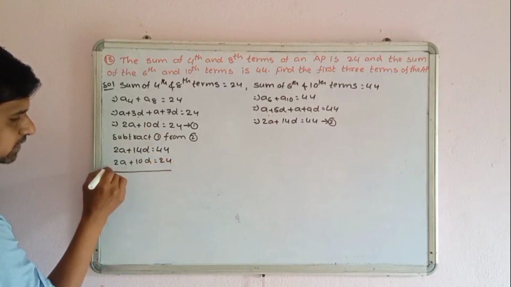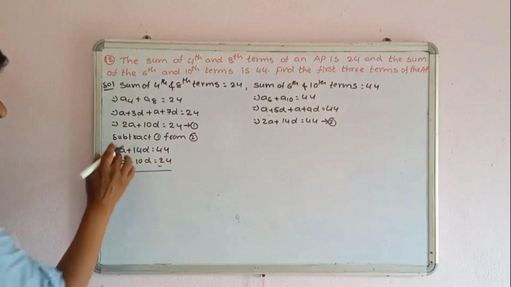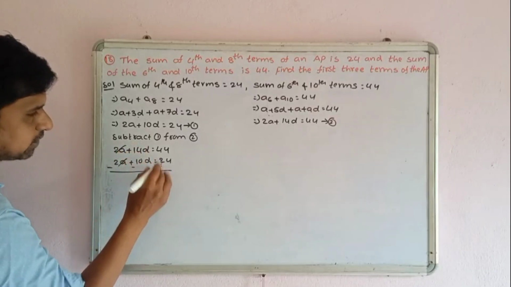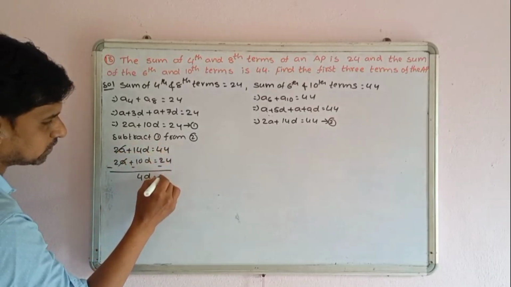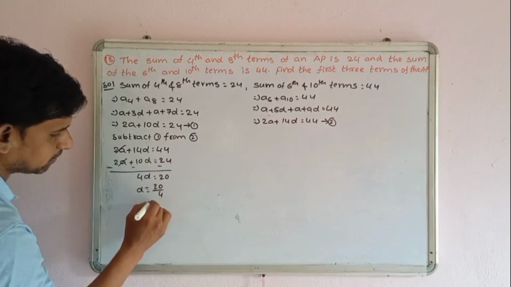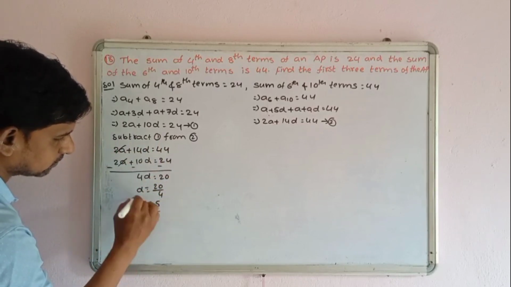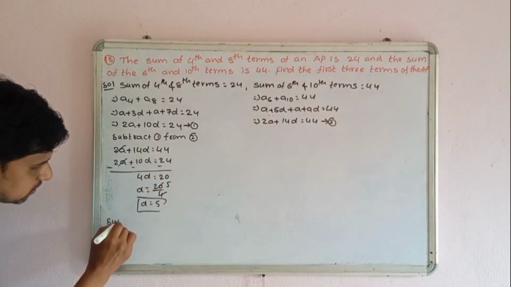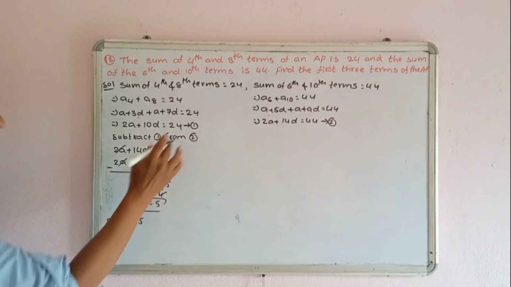Subtract means change the signs. So 2a and 2a cancel. 14d minus 10d is 4d. 44 minus 24 is 20. So d equals 20 over 4, that means 5. 4 how many times gives 20? 5 times. Substitute d equals 5 in 1 or 2.